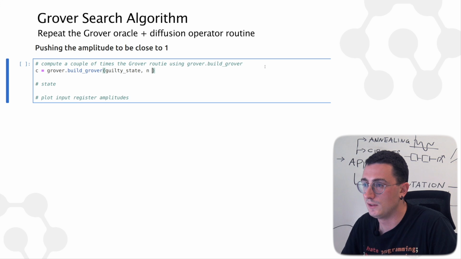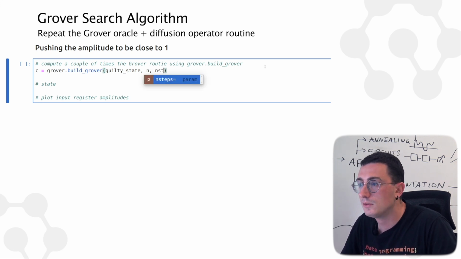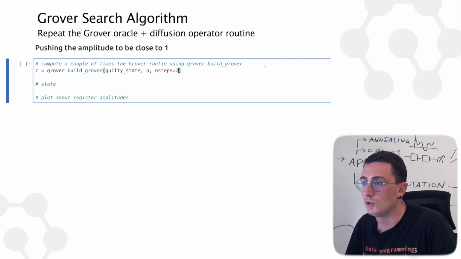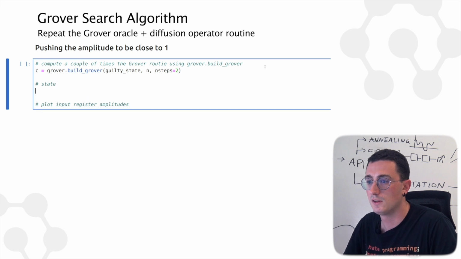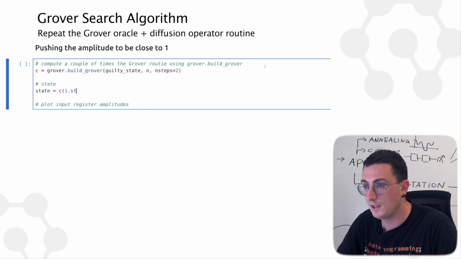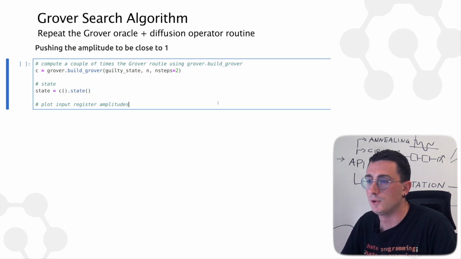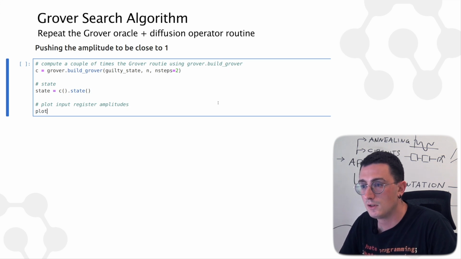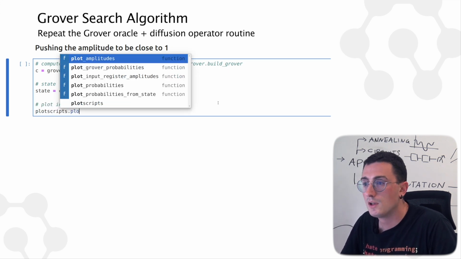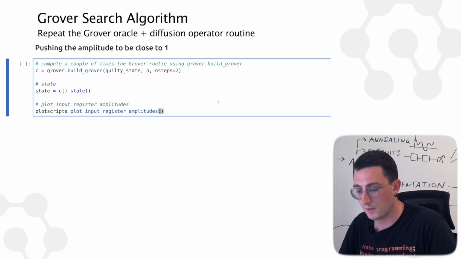Then you should provide it with the number of qubits of the input register and the n steps. In this case, we can set 2, because we have just 3 qubits in the input register. Then we save the state, so state equal to C dot state. And finally, we plot the amplitudes. So plot scripts dot plot amplitudes input register here, and we pass the state.